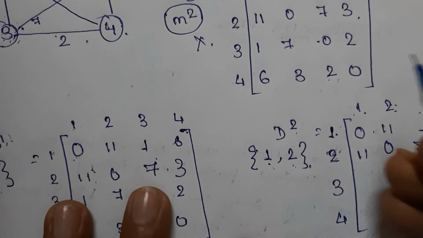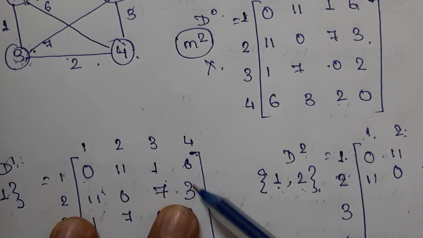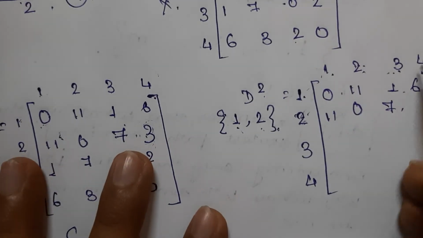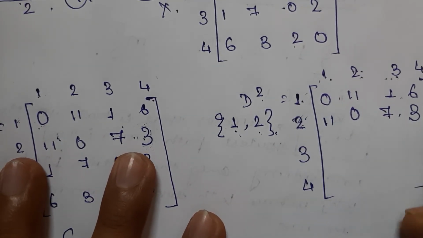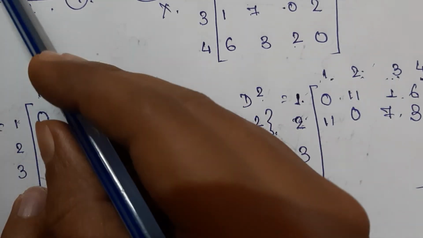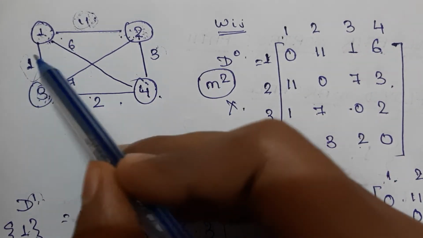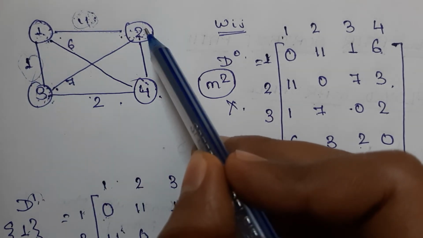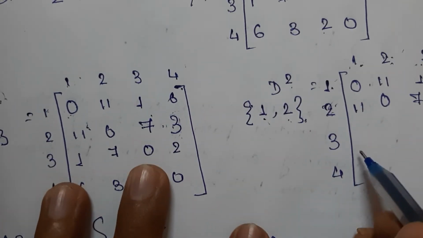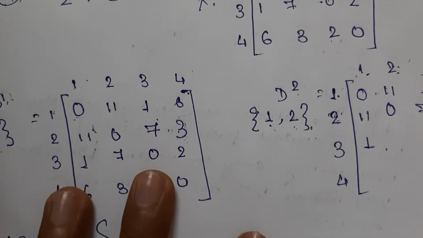So 2 to 4, what is the minimum? Previously it was 3. 2 to 4, if we take 1, then also it was 3, so here we have included 2, so it will be 3, right? Now 3 to 1, 1 is included. If we take 2, what is the result? 3 to 1, it's directly 1, right? The weight is 1. If we take 2, then it is 7 and 11, that is 18, right? So which one is minimum, 1 or 18? 1, right? So it will be 1.